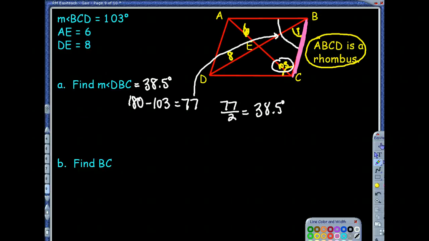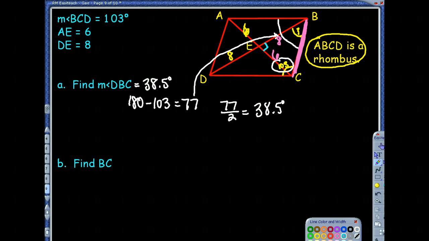I know a couple of things. The fact that it is a parallelogram means the diagonals bisect each other, so AE and EC are congruent, which means EC is also 6. DE and EB are congruent, so EB is also 8. The other thing, this is the big one: because it's a rhombus, the diagonals are perpendicular. So diagonal DB is perpendicular to AC.